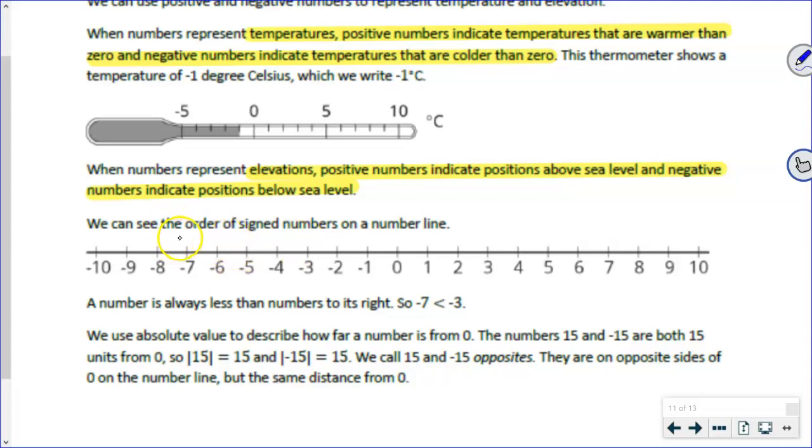We can see the order of signed numbers on a number line. On this number line below, I want you to add some extra information, like on the left-hand side is where the smallest numbers are. That's why they're negative. So left is negative, and it is where the smaller numbers are.